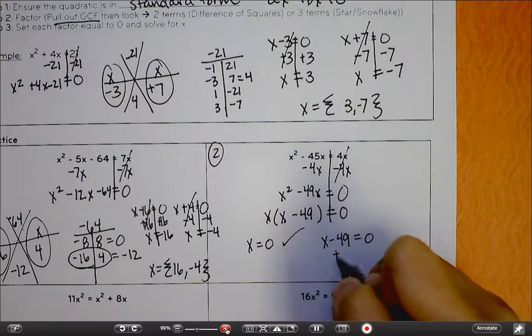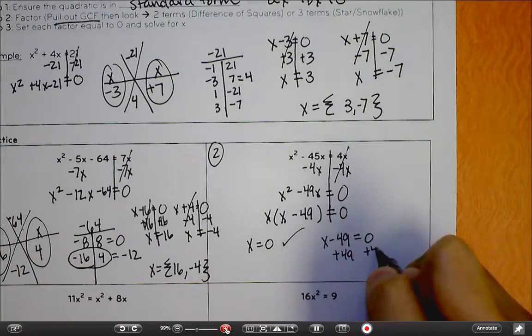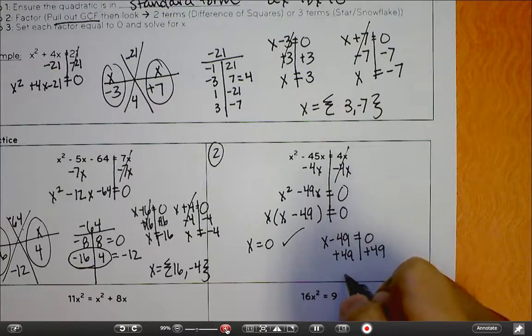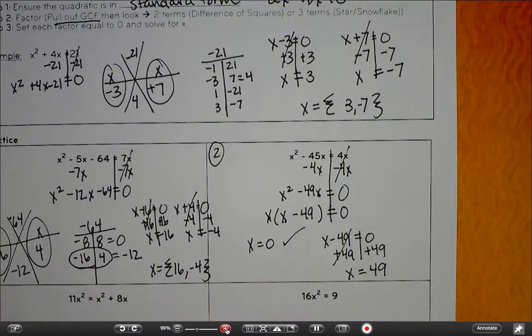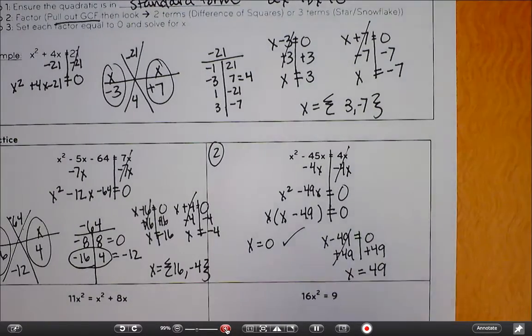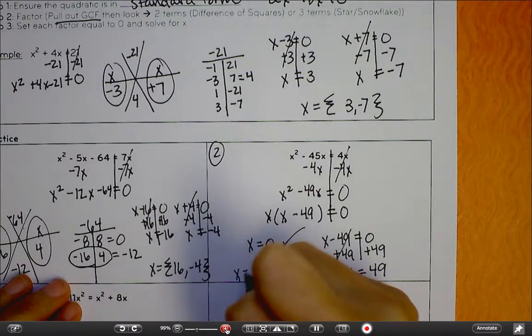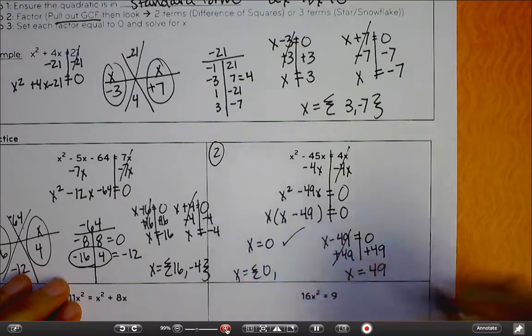I'm going to use inverse operation and add 49 to both sides. This cancels out. x equals 49. And that is my answer. Put it into fancy brackets. So you have x equals 0, 49.